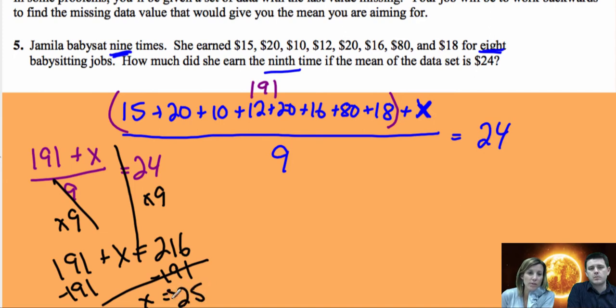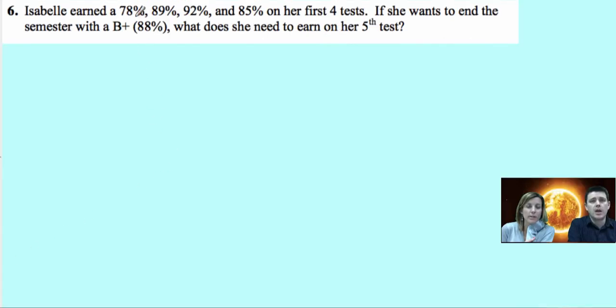And we need to make sure that that makes sense. 191 plus 25 is 216, divided by 9. We do get 24, so we've checked our work. Okay. Let's do one more of those because we know these can be a little bit complicated. So we're going to add up what we know first and make sure we put a variable in there as well.